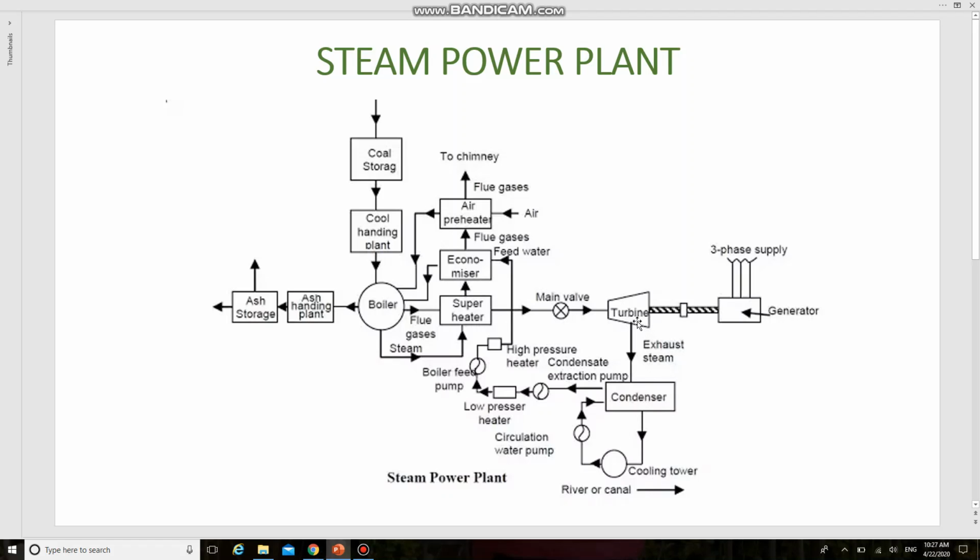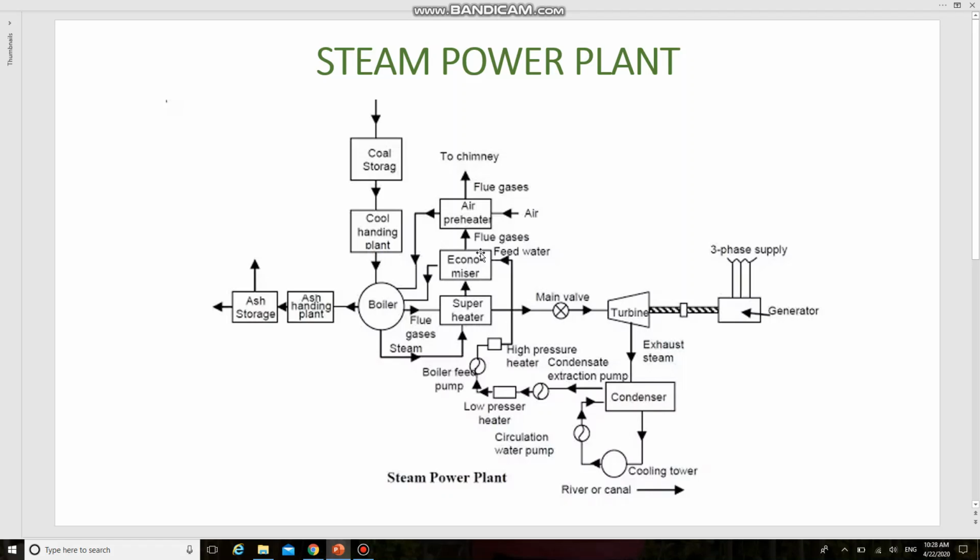The function of the pump is to raise the pressure of the condensate from the condenser pressure. So here the extraction pump is placed. The function of this pump is to raise the pressure of the condensate from the condenser pressure. It may be from 0.015 bar to 200 bar. The other components like the economizer, superheater and steam feed heaters are used in the primary circuit to increase the overall efficiency of the thermal power plant.